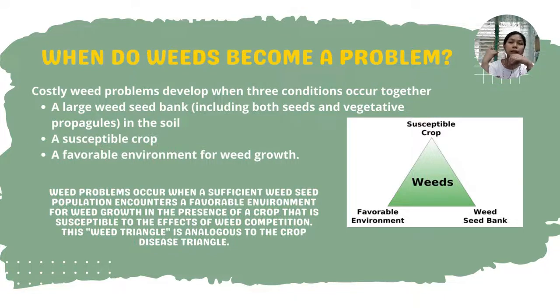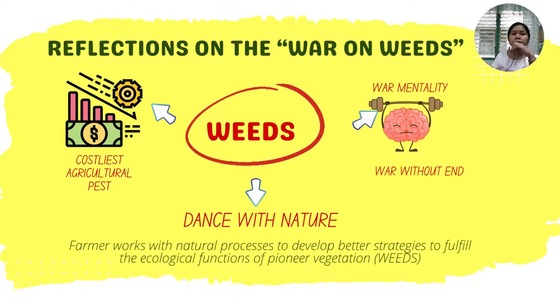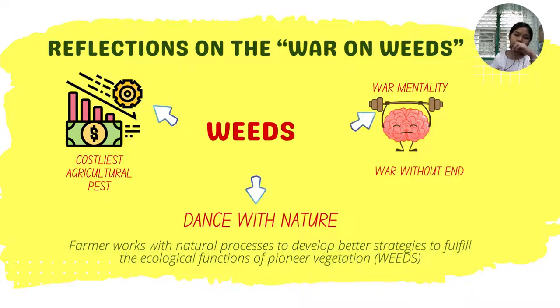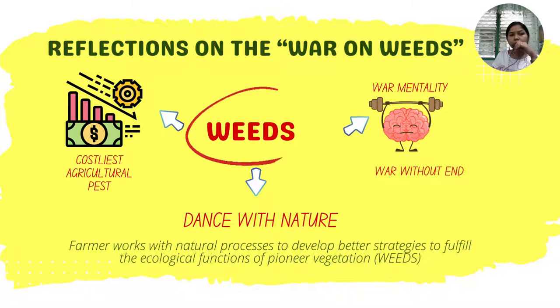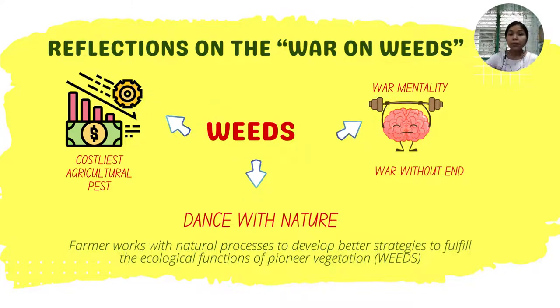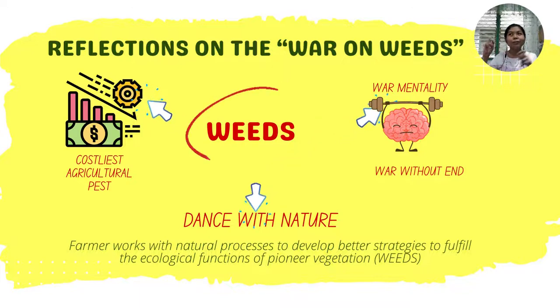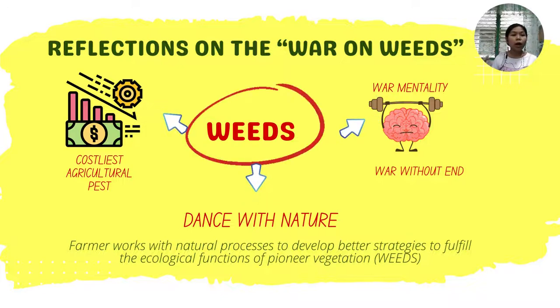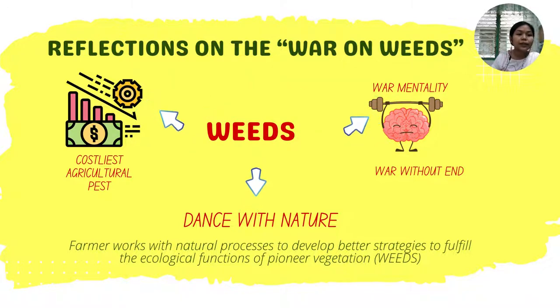Remember, our goal in integrated weed management is to make the environment favorable to the crop of interest and unfavorable to our weeds. That's our target. How about the reflections on the war on weeds? The fact that weeds cause farmers more problems, as I keep repeating, as compared to any other major pest category, our farmers are more troubled by weeds. Therefore, the war mentality against the weeds has been inculcated in the mind of our farmers, given that annual crop production always gives rise to weed response.